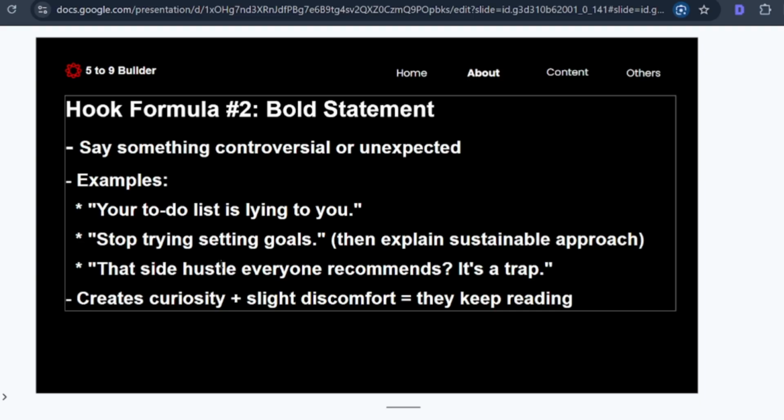Then within the post, you go ahead and explain the sustainable approach. You will set a goal, but you have to put things down for it to make the goal work. So you don't just set goals. You set goals, but you put systems there to make you reach those goals that you have set for yourself. So somebody will see this and go wild, wanting to know what exactly you are saying about it. That is the controversial, unexpected, bold statement that people use to grab you to interact with their content.